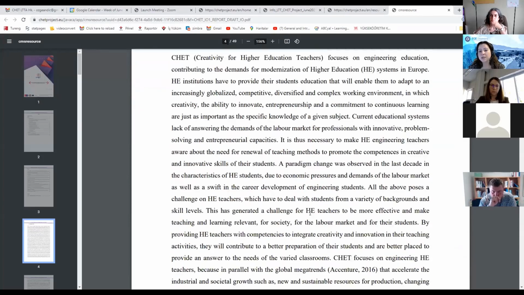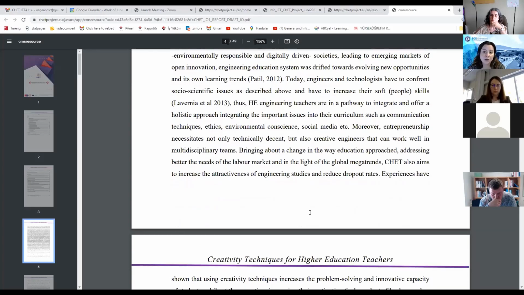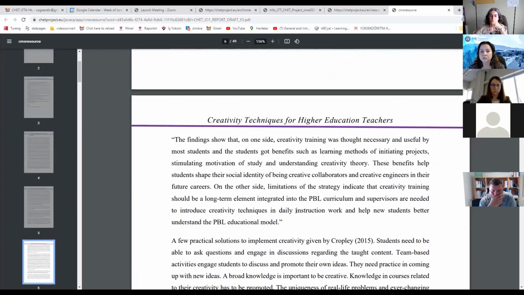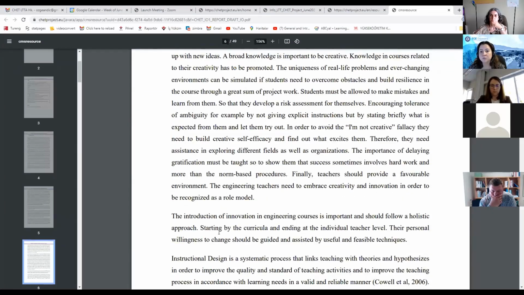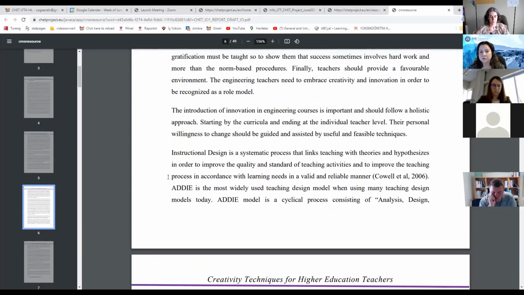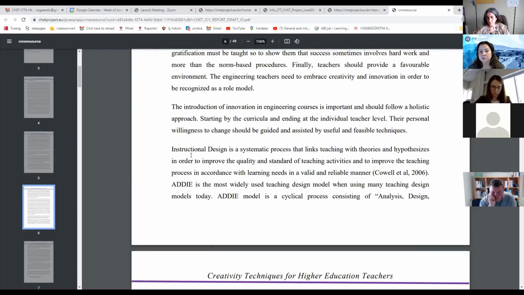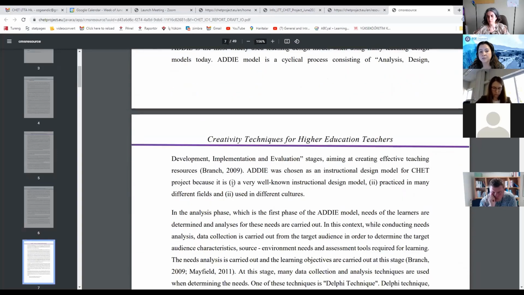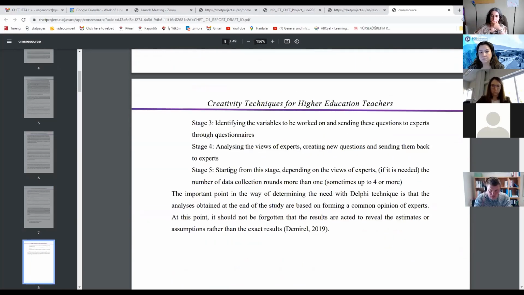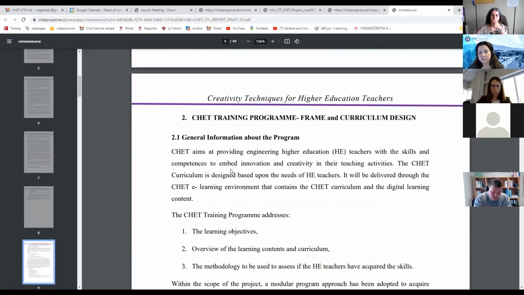So if you are interested in our analysis part of the creativity techniques for higher education teachers program, and if you are interested, of course, in the background and in the state-of-the-art knowledge about creativity and teaching, you can have a look at this resource because it begins with an introduction of what we have done, talking about creativity techniques, how important it is for students and teachers, the EDI model for design, and then how we chose the respondents for the analysis, and so on.